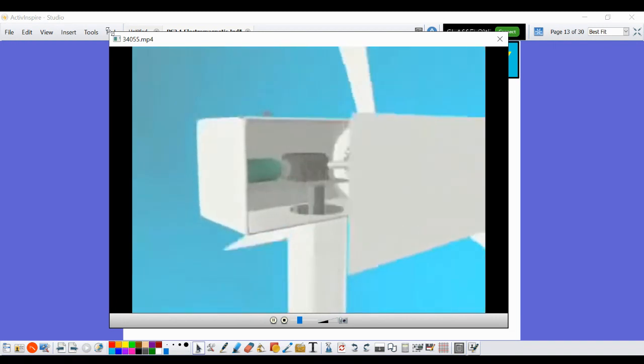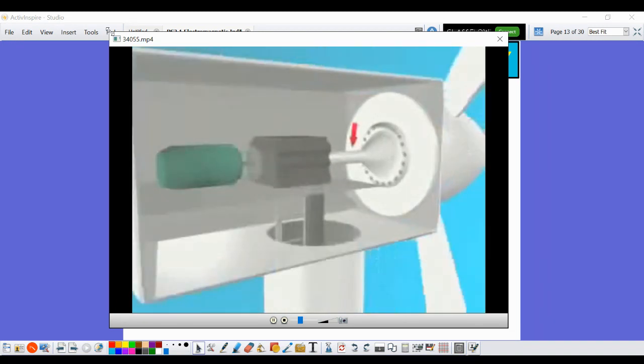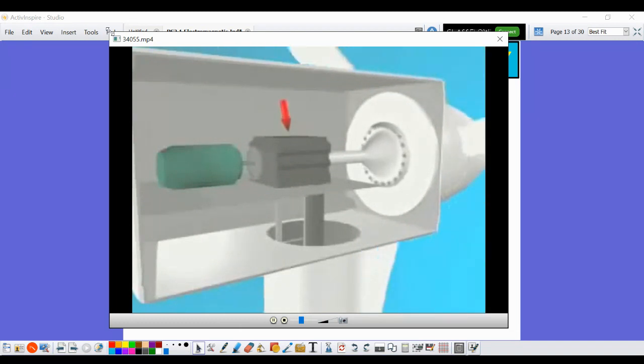The rotor connects to the main shaft, which turns inside the generator housing. Here, a magnetic rotor spins inside loops of copper wire. This causes electrons inside the copper to flow, creating electrical energy, what we call electricity in our daily lives.